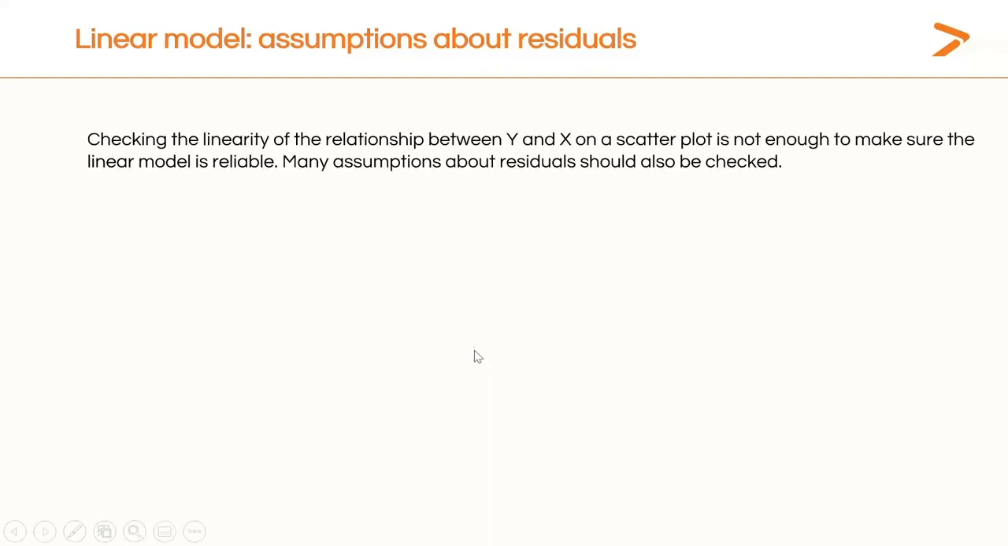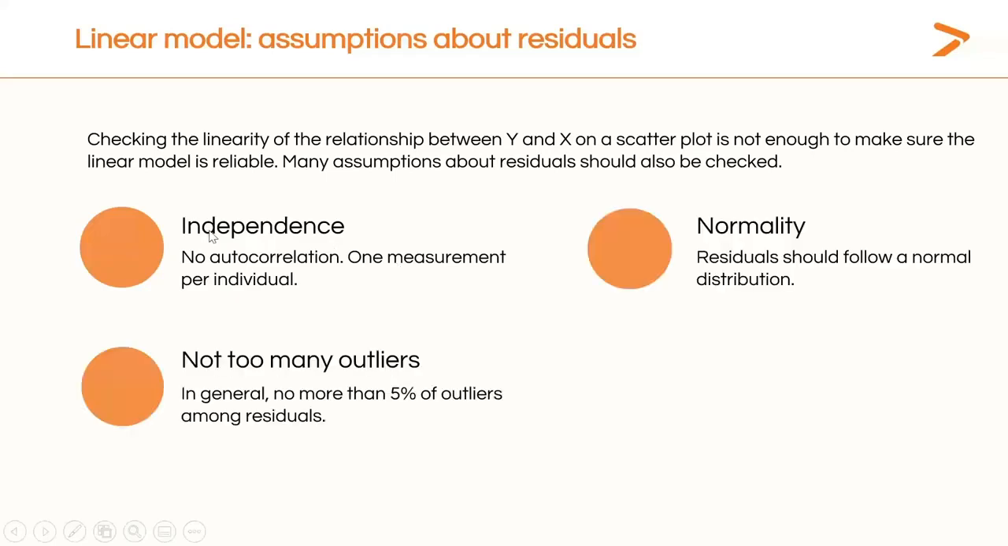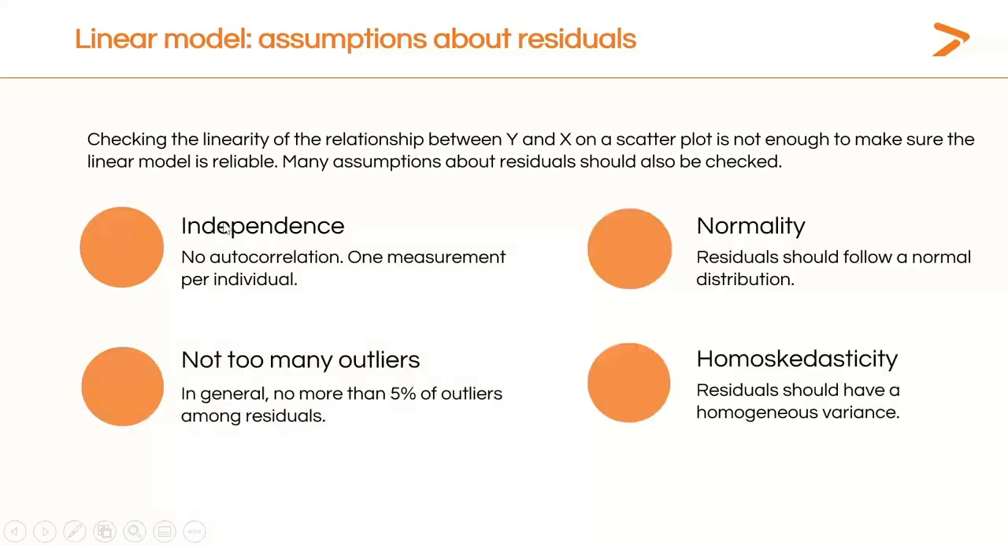Of course, you have some assumptions you need to check so that your model is reliable. You need to check the linearity of the relationship between y and x if you are using a linear model such as regression, scatter plot, but you should also check more assumptions about residuals: independence, normality, not too many outliers, and homoscedasticity. I won't get into the details of each of these assumptions. For more details, I would suggest checking the webinar on statistical modeling. So go check the recording.